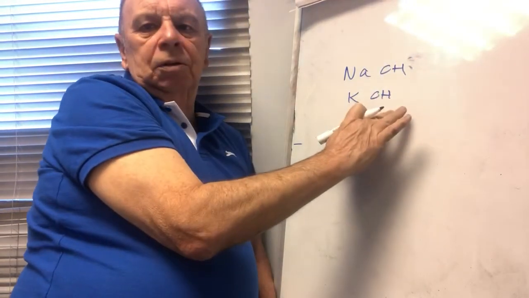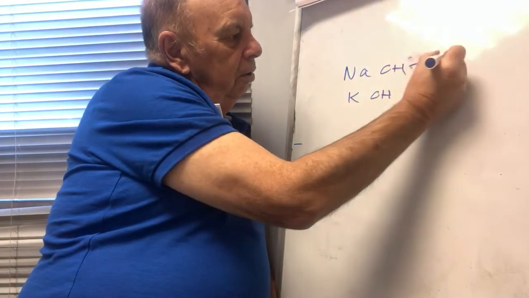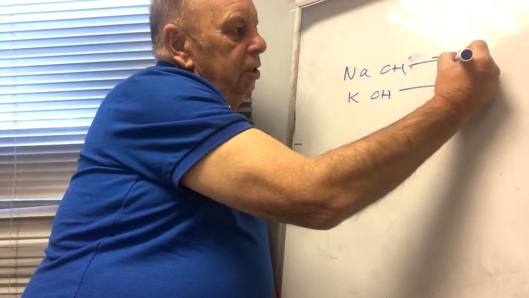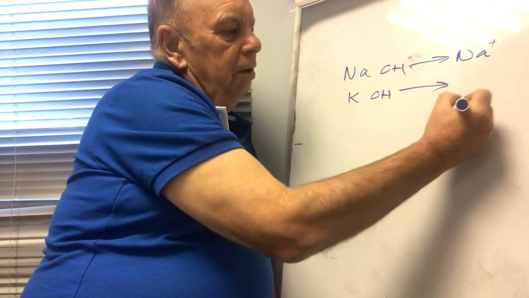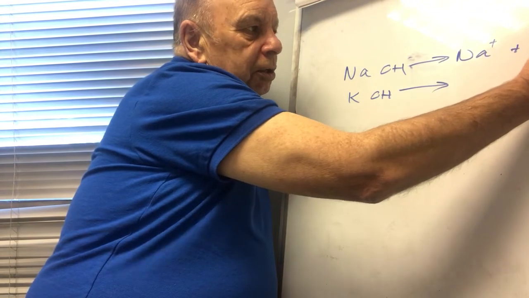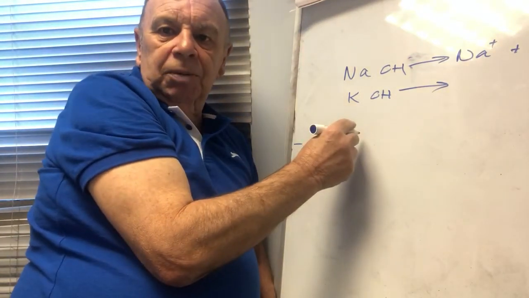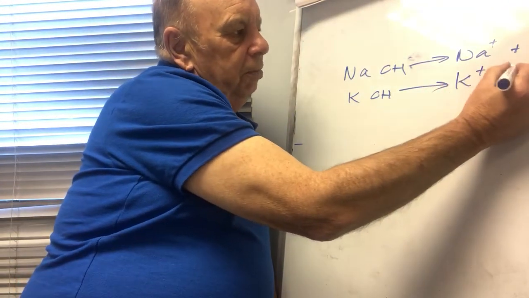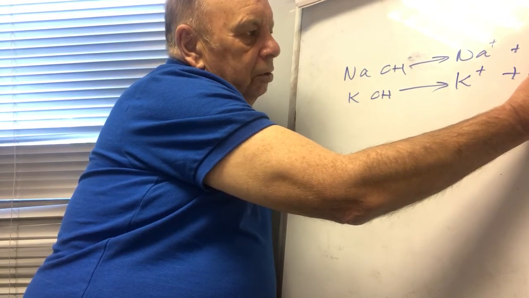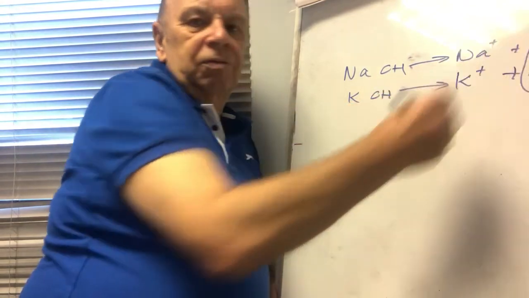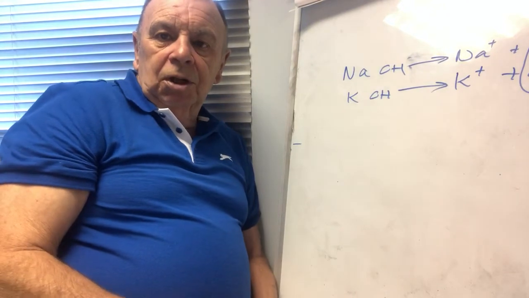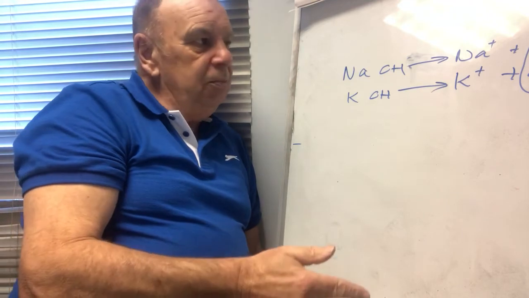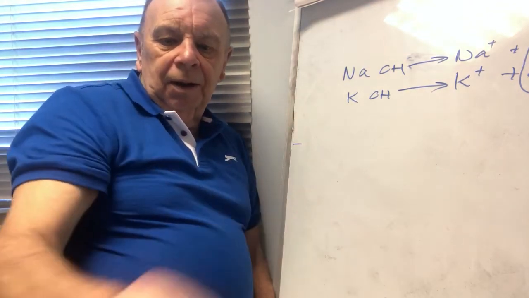These are strong alkalis. They completely, 100%, dissociate into sodium ions and hydroxide ions. Potassium hydroxide completely dissociates into potassium ions and hydroxide ions. And it's the presence of those hydroxide ions that makes something an alkali. Sometimes they use the word base, but I prefer alkali.